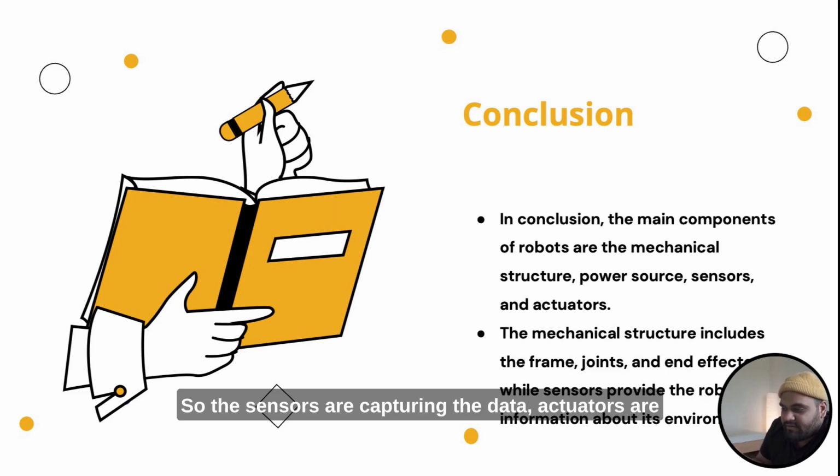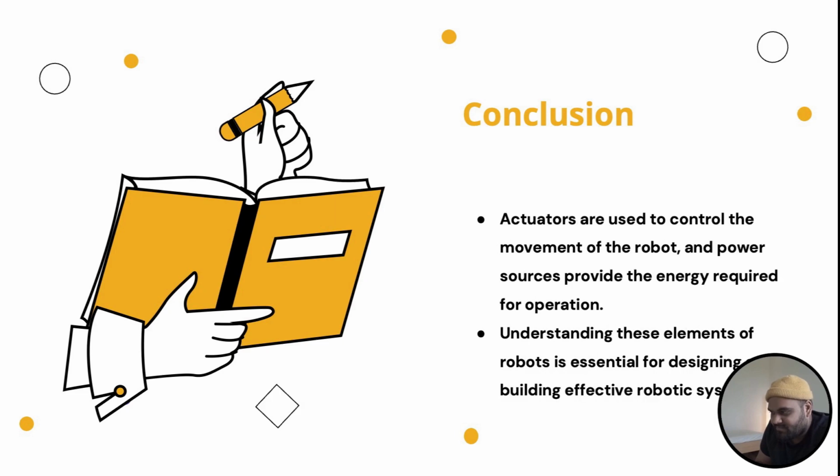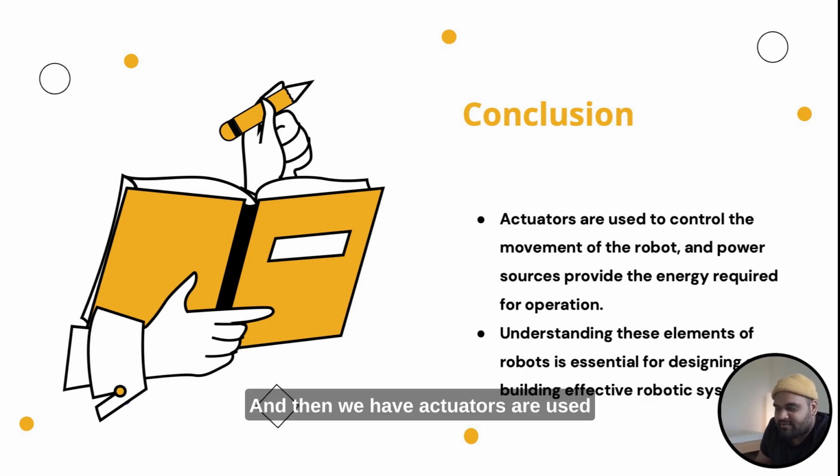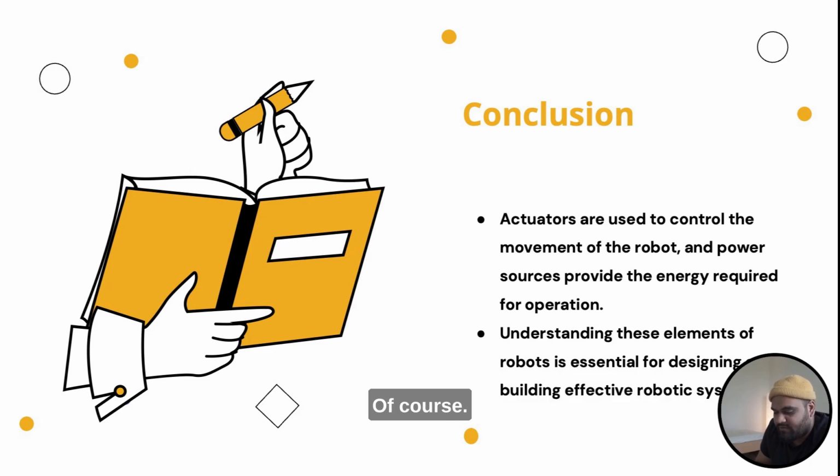So the sensors are capturing the data, the actuators are performing the task, and the controller is helping the robot to think, essentially. These components all make a good robot. And of course, a good power source is going to make sure the robot keeps on running even if there's a problem, and that's very important as well. And then actuators are used for controlling the movement of the robot. This is a recap essentially. Understanding these elements of the robot is essential when designing and building an effective robotic system, of course.